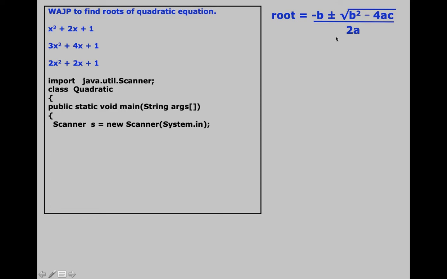So guys, why have I shown you this formula? Because you should understand that if you want the root of the quadratic equation, then you should have a, b, c. By the way, what are a, b, c? They are the coefficients over here. For example, in this quadratic equation, a is 3, b is 4 and c is 1.